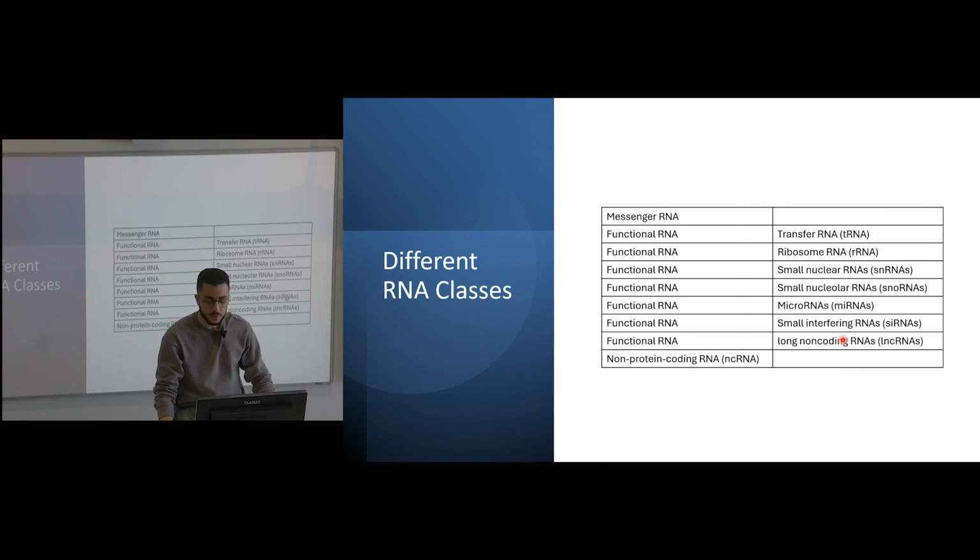Okay, small interfering RNAs and microRNAs are used to silence genes. So when you have a messenger RNA built, you can use siRNAs to silence that gene.